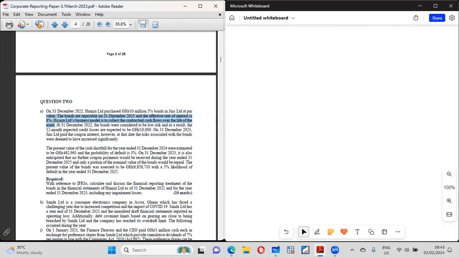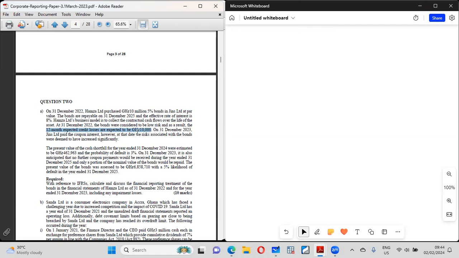Amortized cost. All right. Then on the 1st of December, the bond was considered low risk, so 12 months expected credit loss. Okay, so he stated here 12 months expected credit loss to be 10,000. So they've given it to you. They've given you the 12 months expected credit loss.